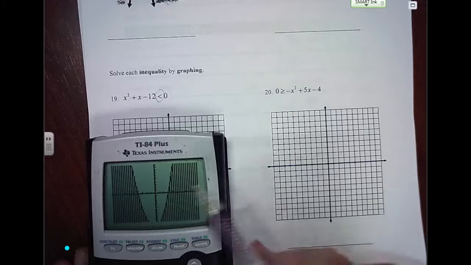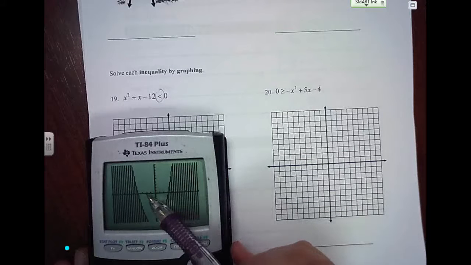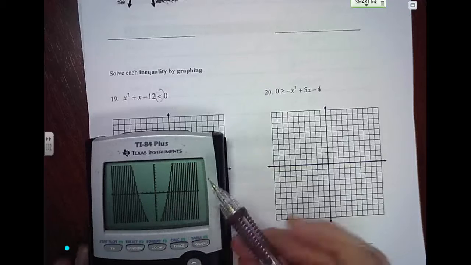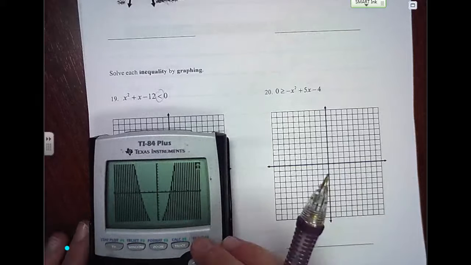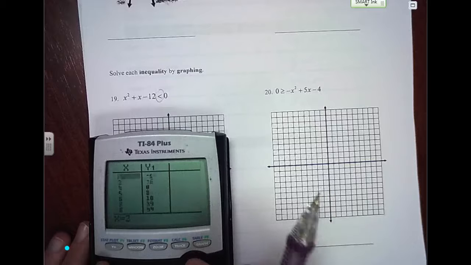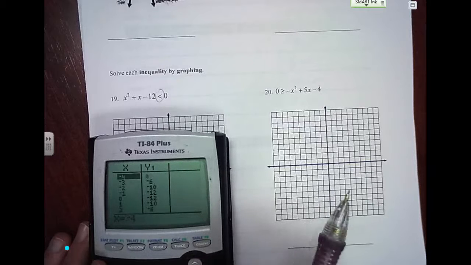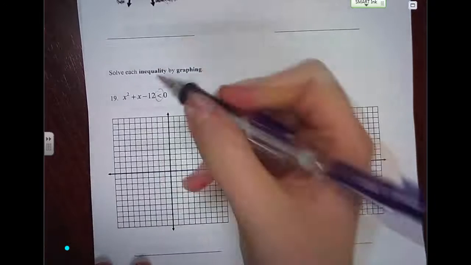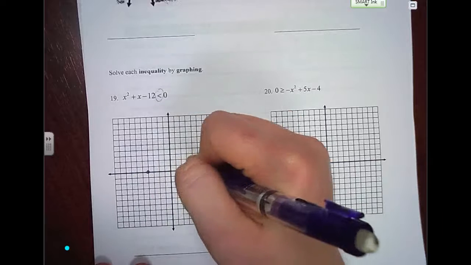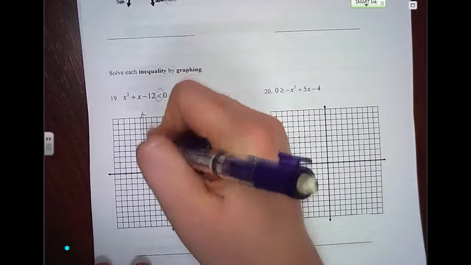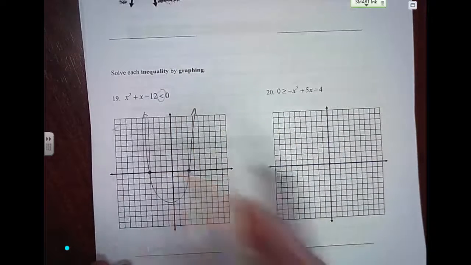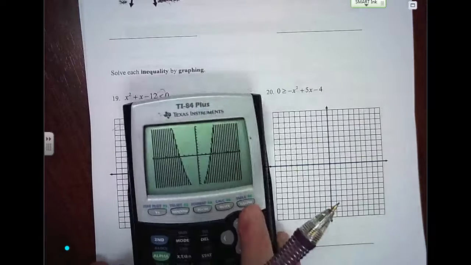And again, want to find our zero. So it looks like it's at 1, 2, 3, 4, and 1, 2, 3. So negative 4 and 3. Let's double check that on the table. So there's positive 3, and then we'll check negative 4. There's negative 4. So 1, 2, 3, 4. 1, 2, 3. So sketch the parabola. And then it's all shaded around the outside. So I'm going to shade all this.